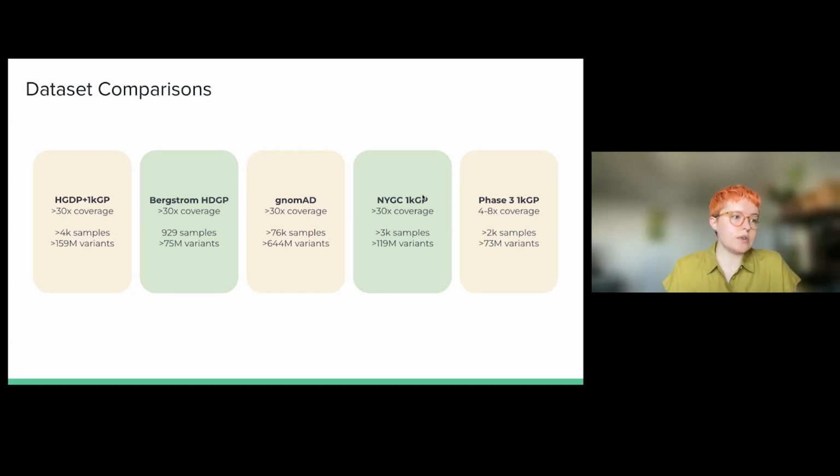This data set here, which is New York Genome Center 1000 genomes, referred to because of where it was sequenced. This is the high coverage whole genome sequence version of 1000 genomes, has over 3,000 samples and over 119 million variants. And then finally, the phase 3 version of the 1000 genomes dataset has 4 to 8x coverage, over 2,000 samples, and over 73 million variants.